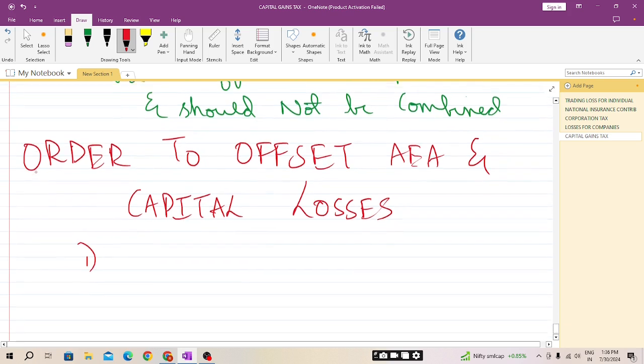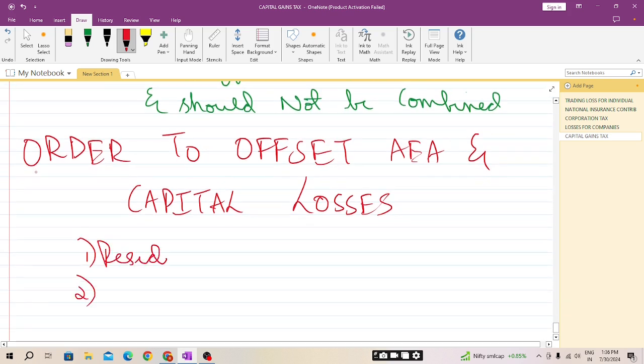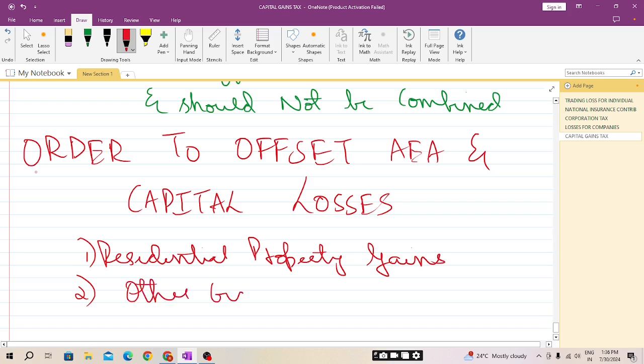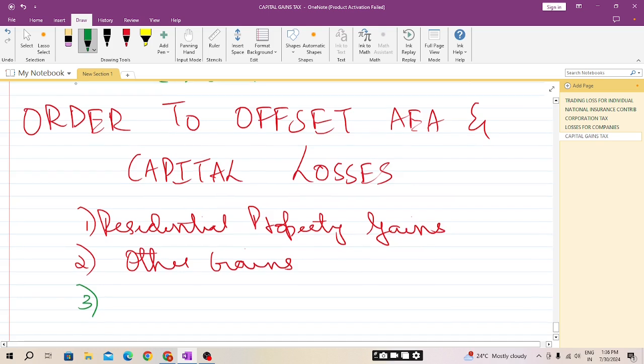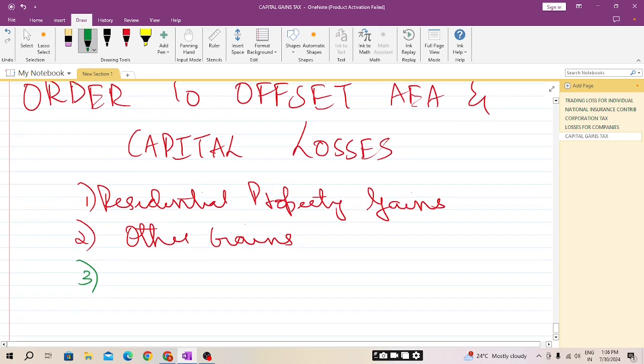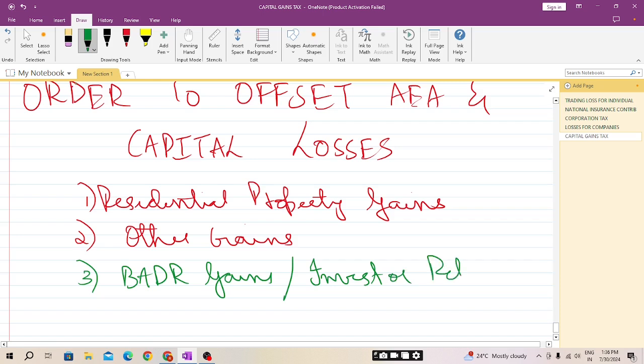The first one will be the residential property gain, and the second one will be other gains. And the third one is, students, we will be mentioning here, but further in our next to next chapter we'll be covering this BADR gain and investor relief gain, BADR relief gain or investor relief gains. This will be covered in our next chapter, no issues.